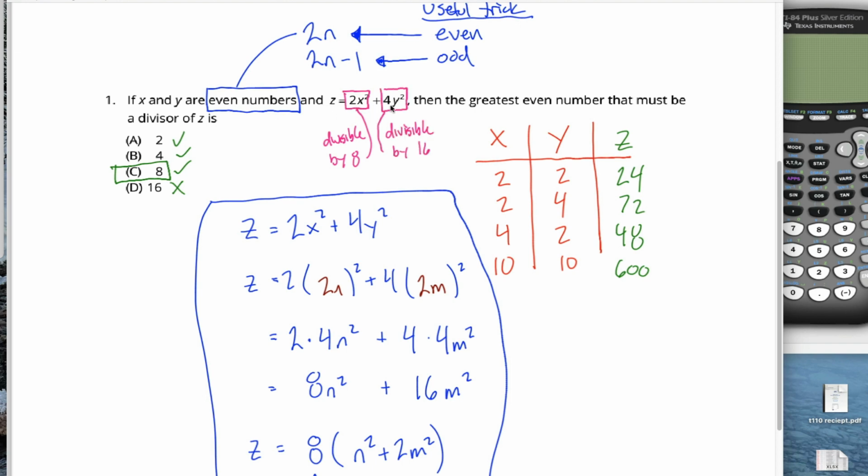So z is the sum of these two numbers. One of the numbers is divisible by 8, the other number is divisible by 16. If you're adding up something divisible by 8 and something divisible by 16, you're guaranteed to get something divisible by 8, but you might not get something divisible by 16. For example, if those numbers are 8 and 16 themselves, they'd add up to give you 24.